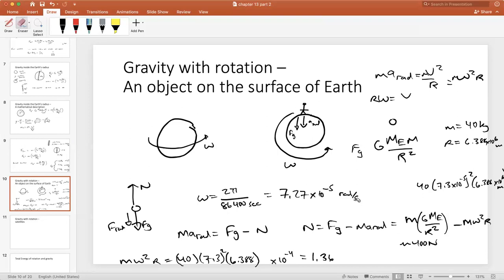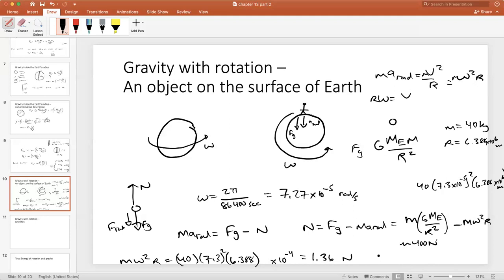Which seems like I've got something kind of weird going on there. Let me double check myself. Oh no, I know what's happening. This is 1.36 newtons, okay? So your weight is 400 newtons and it's getting changed by the radial acceleration, which is actually only taking away 1 newton.